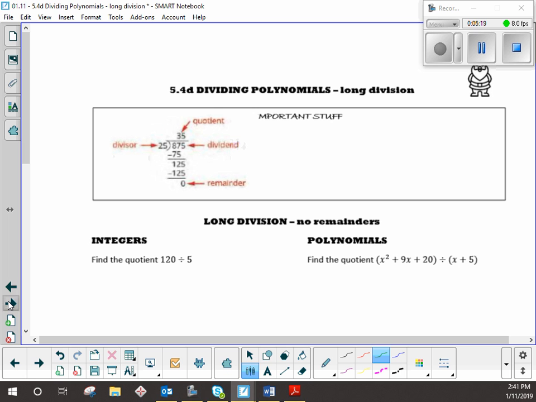So here's what we got. We're going to do two kinds of long division today. One with no remainder, and then one with a remainder, and see how to do that. But what we're going to do first is just review basic long division, because a lot of the process is really similar to long division with just numbers.